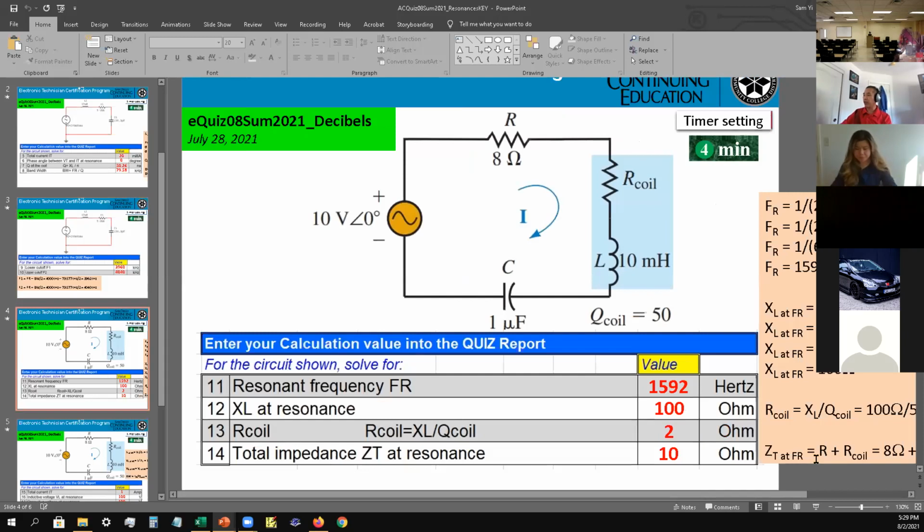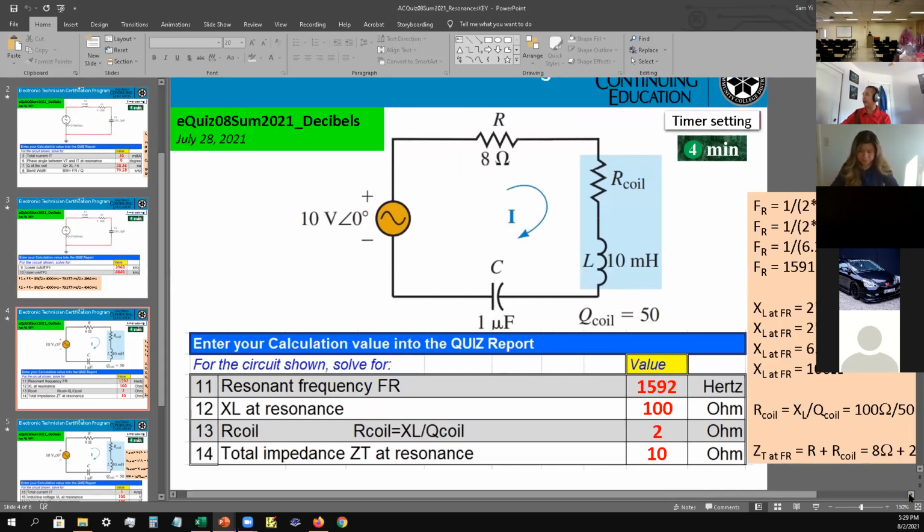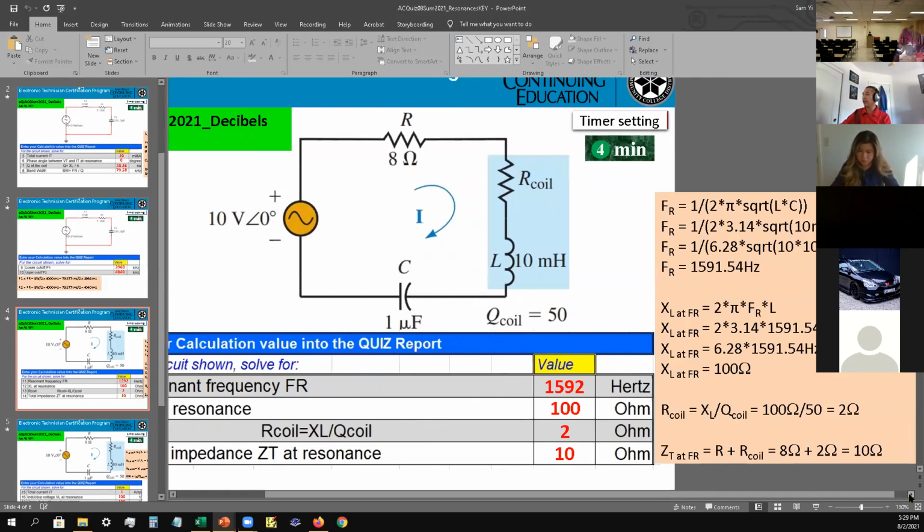Okay, so now we got number 11, 12, and 13. They want to find the resonant frequency of the circuit here. So we apply the formula that was given earlier at number 1: resonant frequency equals 1 over the quantity 2 pi times the square root of LC. When you put that in and do the calculation, that comes to 1,591.54 kilohertz, or just round it off, 1592 kilohertz.